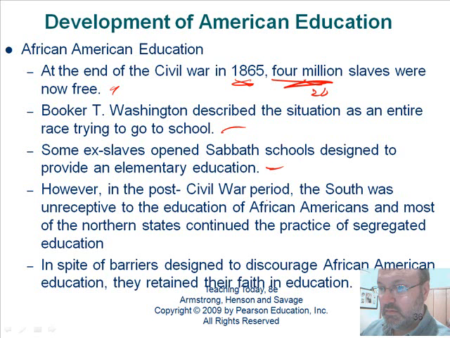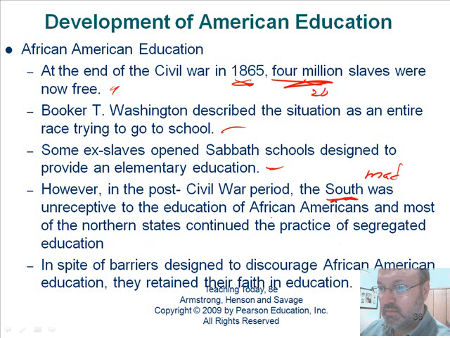However, in the post-Civil War period, the South was unreceptive to the education of African Americans, and most of the northern states continued the practice of segregated education. So what does that mean? Well, the South is a little hot yet. They're a little mad. Why is the South mad about this Emancipation Proclamation? Well, right, because the South predominantly is one that owns slaves.